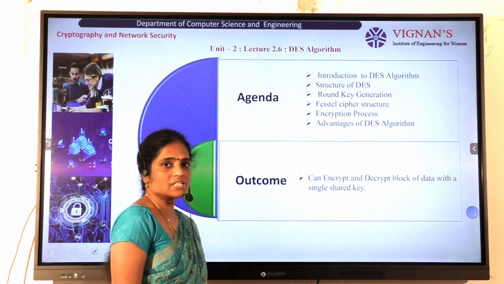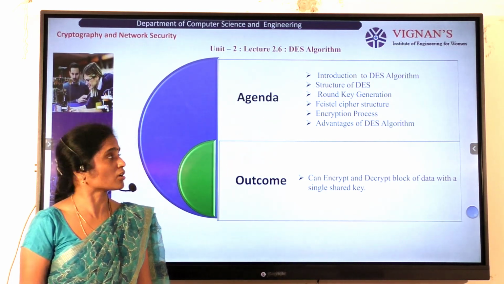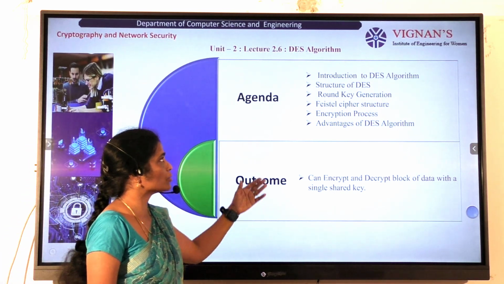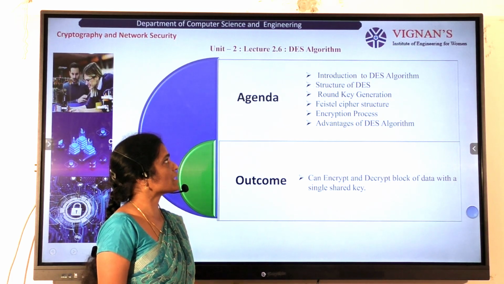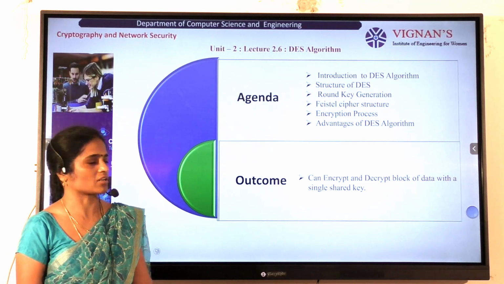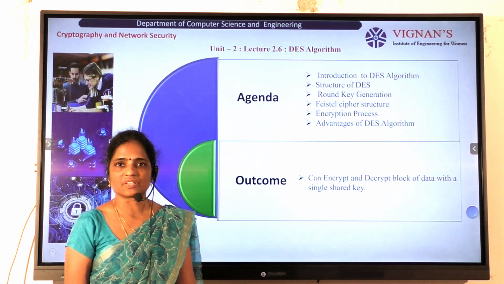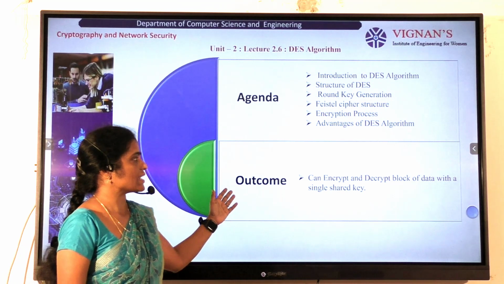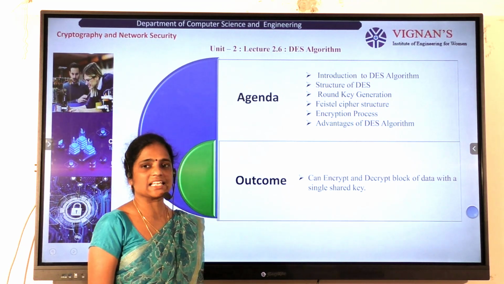The agenda of this DES algorithm is: first, introduction to the DES algorithm; second, the structure of DES; third, how round key generation works in the DES algorithm. Next are the Feistel cipher structure, the encryption process, and the advantages of the DES algorithm. The outcome is that students can easily encrypt and decrypt data with a single shared key.